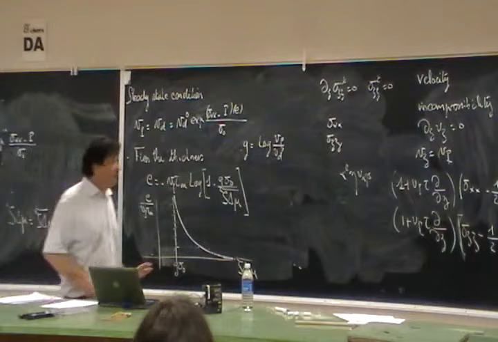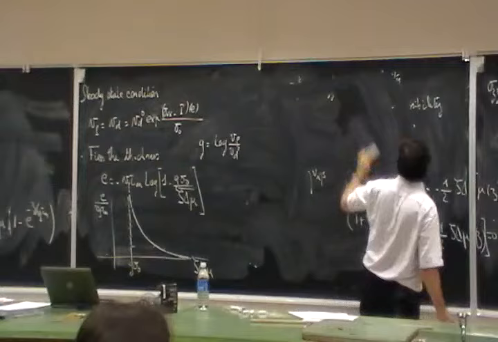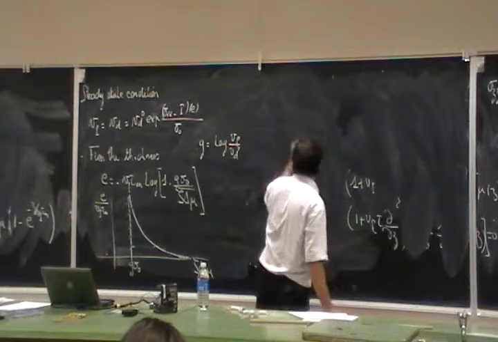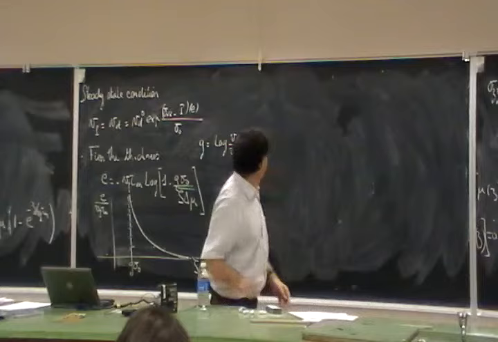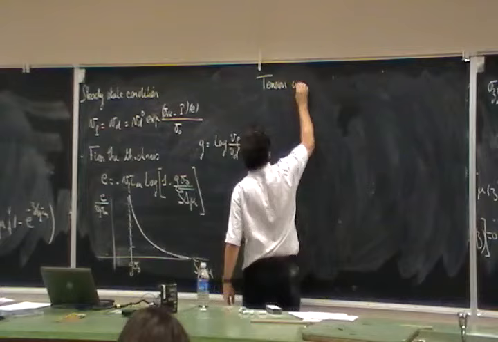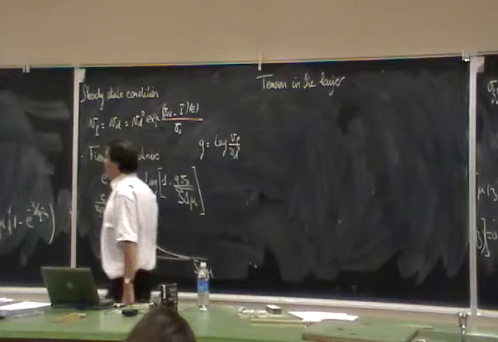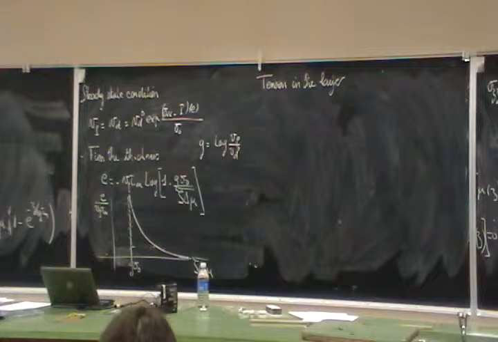Now there's a last thing I want to show you, which is I want to talk about the tension in the layer. Essentially what I've been telling you is that as I go up in the layer, I build up tensile stress. So the tensile stress is zero here, and increases and increases and increases. Now if there's a tensile stress like this, it means that there's a tension in the layer.